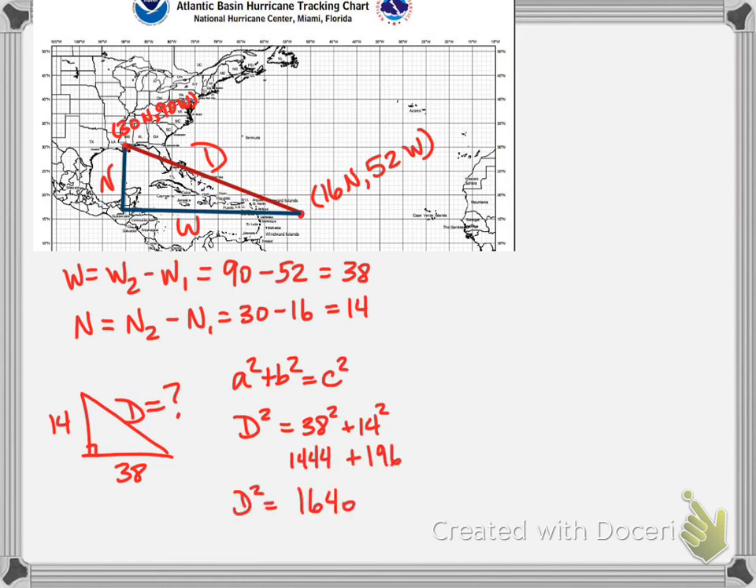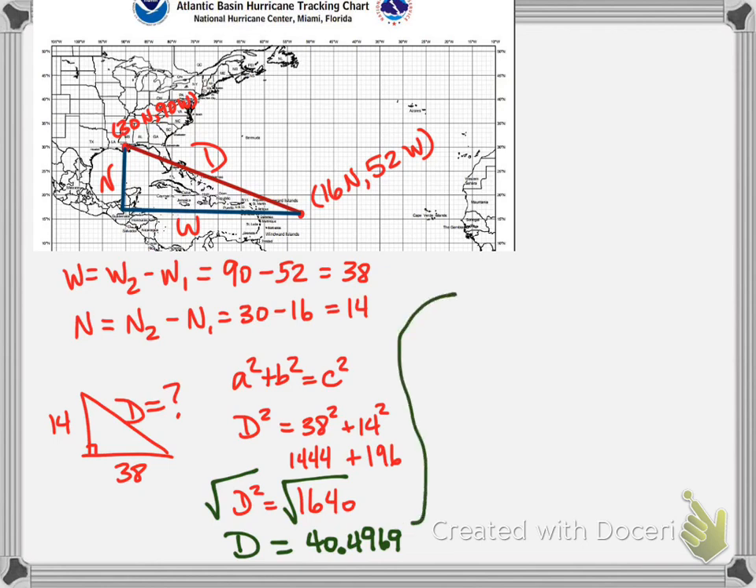So I pulled out my phone because I always have that handy. So 38 squared is 1,444. 14 squared is 196. If I add those together, I get d squared equals 1640. And then I want d by itself, so I square root this. When I took the square root of that, I get d equals 40.4969. We don't need to be that exact.